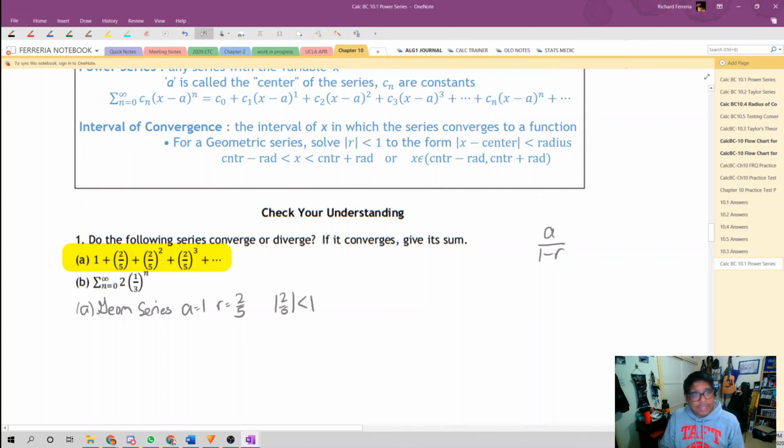For this series to converge, the absolute value of the ratio needs to be less than 1. So the absolute value of 2/5 has to be less than 1, and wouldn't you know it, the absolute value of 2/5 is less than 1. So this series converges. The series converges to 1 over 1 minus 2/5. Now you can't leave that because you have a fraction inside of a fraction, so you need to simplify that. And that just simplifies to 5/3.